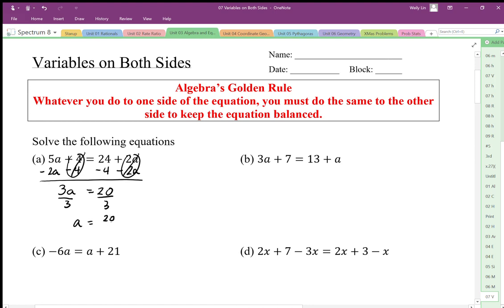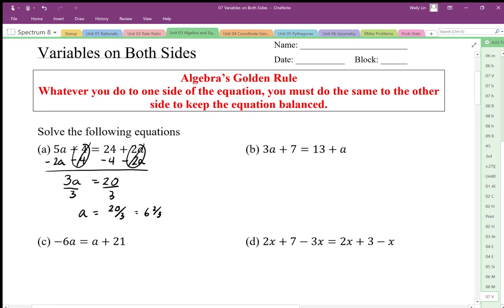20 over 3. You can change that to an improper fraction, or sorry, a mixed number if you like. That's 6 2/3. But I prefer you leave it as an improper fraction. So here again, the idea is we want to keep it balanced. That's the only rule we have. We just need to keep it balanced.